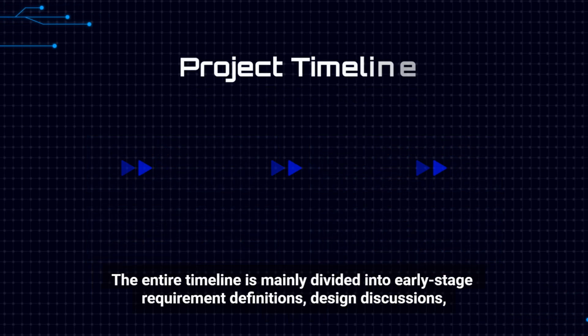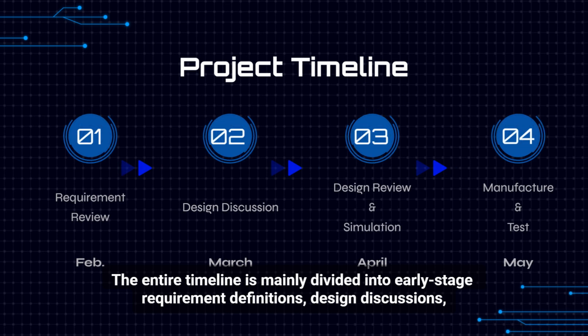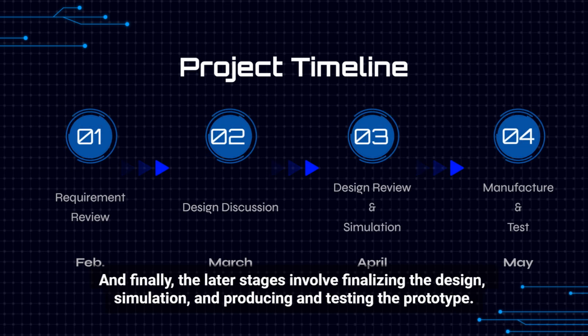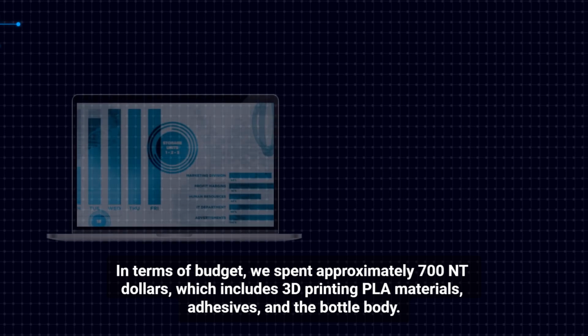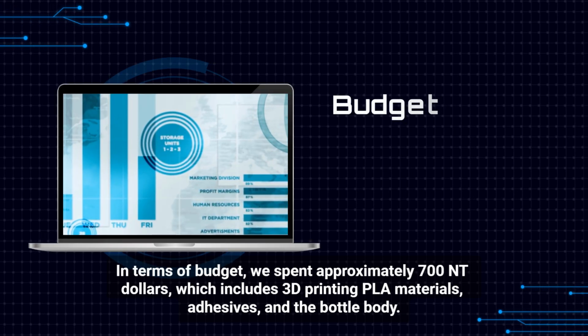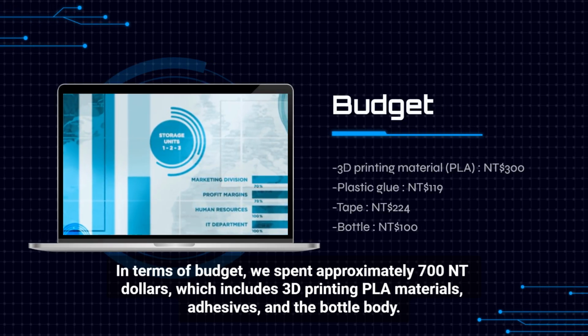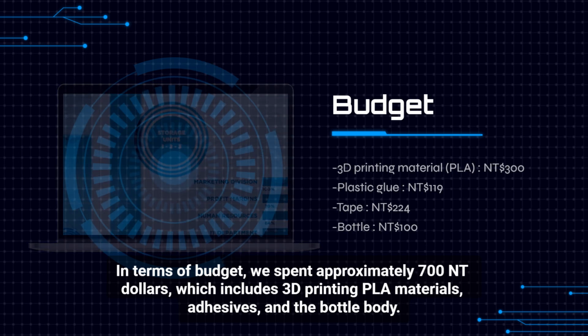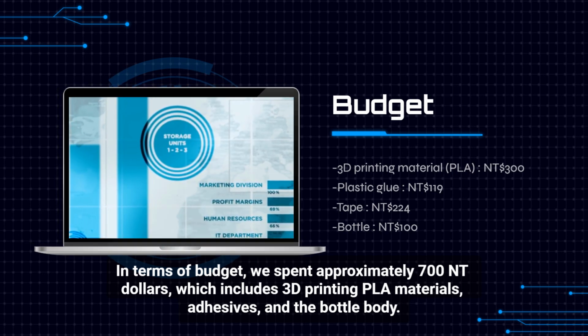The entire timeline is mainly divided into early stage requirement definitions, design discussions, and finally, the later stages involve finalizing the design, simulation, and producing and testing the prototype. In terms of budget, we spent approximately $700, which includes 3D printing PLA materials, adhesives, and the bottle body.